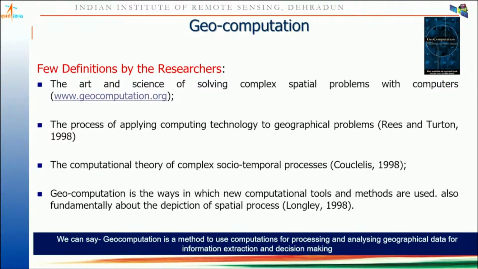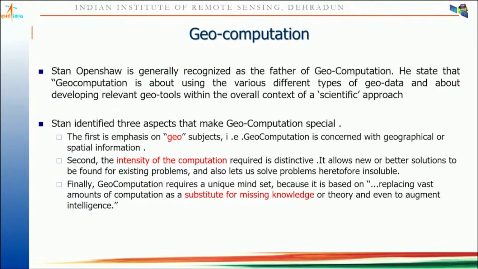Second, why we are extracting this information or knowledge from this data is basically for better planning and decision making. So basically you have to say that geocomputation is a method to use computational processes for information extraction and knowledge discovery from the database for better decision making and planning activities.